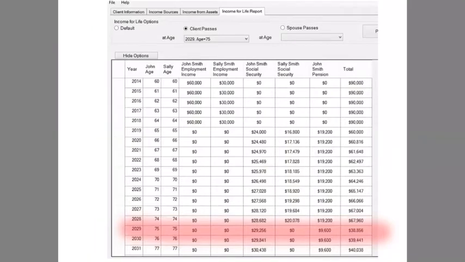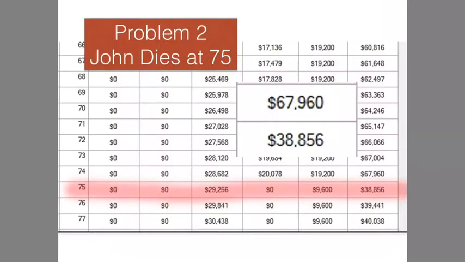The second problem they have is what happens if John passes away at age 75? What happens to Sally? Well, if John dies at age 75, Sally's going to see a substantial decrease in income of $30,000 per year. Her income's going to drop from $67,000 down to $38,000 because she's going to lose one of the Social Securities, and she's also going to lose half of John's pension because there's only a 50% survivorship.